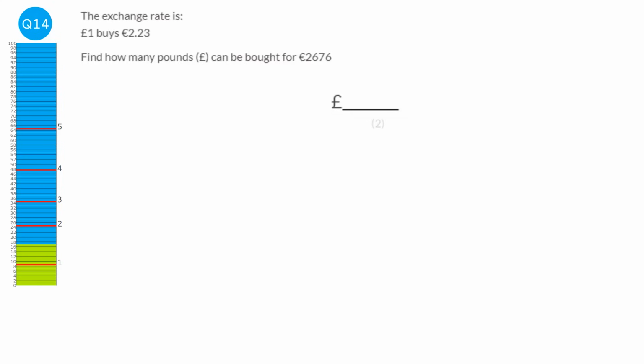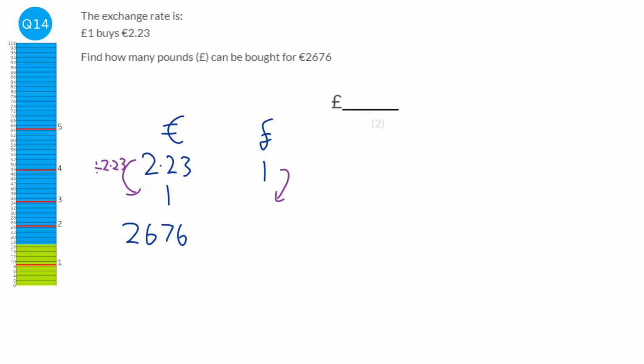In this question we've got euros and we've got pounds, and we're told that £1 is 2.23 euros, and we're trying to understand what 2,676 euros is in pounds, and we're going to do that by finding out what €1 is and then finding out how much 2,676 are. So to get from 2.23 to 1, we divide by 2.23, and we're going to do that on both sides.